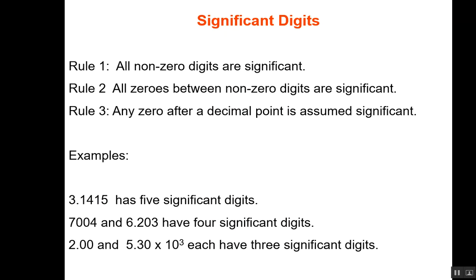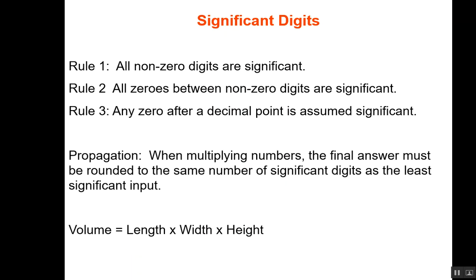7.004 and 6.203 have 4 significant digits each. Notice that there are intervening zeros in there, but they're between non-zero digits, so they're assumed to be significant. 2.00 and 5.30 times 10 to the third each have 3 significant digits. The second one is in scientific notation, but you'll notice that 5.3 and 5.30 are mathematically exactly the same, but by putting that 0 at the end, we are signifying that that 0 is a significant digit.